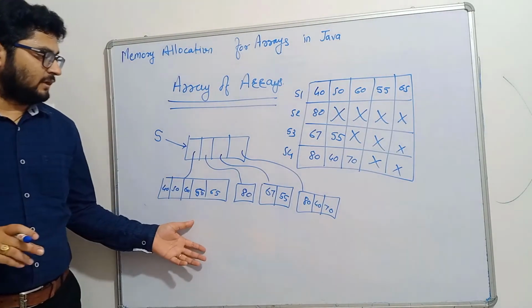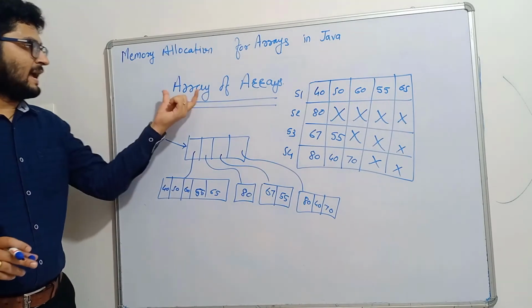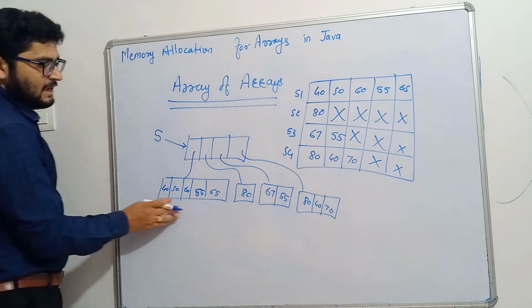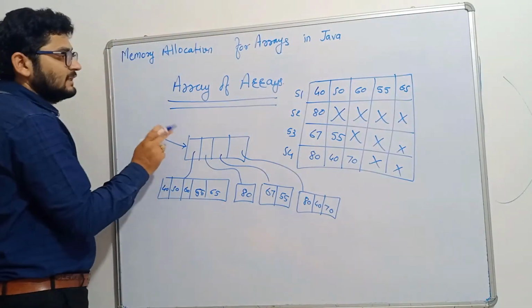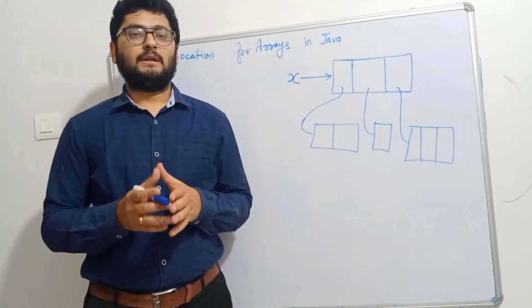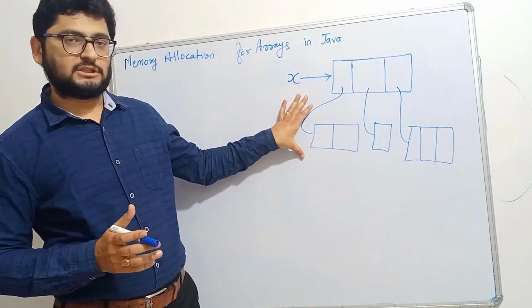In this way this complete structure can be stored in memory using the array of arrays approach. In this way we are not wasting any memory location, and that is the advantage of the array of arrays approach. Let us now see how memory can be allocated to this structure in Java.